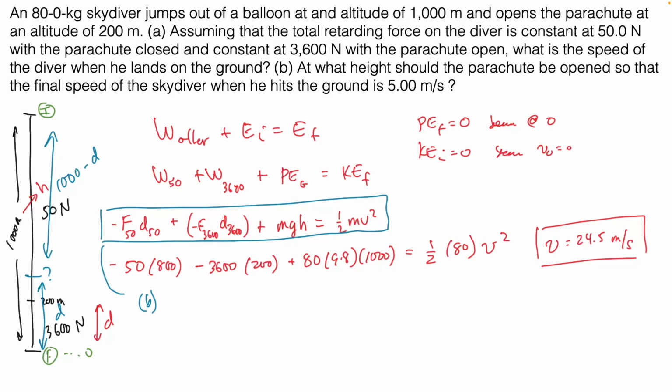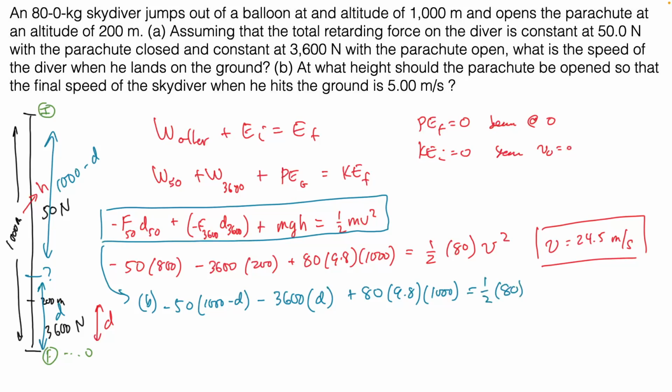So I can pull this down. I can say, okay, I know that my force is 50, but my distance now that the 50 Newton force acts is 1,000 minus d. My force, again, doesn't change. The signs don't change. It's still negative work. But the distance here is now just going to be d, whatever that unknown thing is. My 80 and my 9.8 don't change. My 1,000 doesn't change. I still jump out of the plane 1,000 meters.